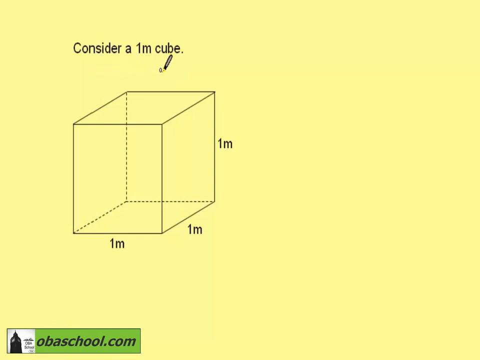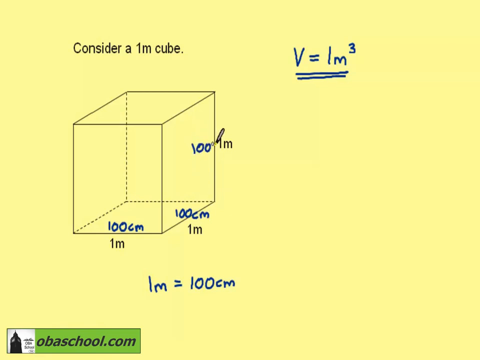Consider a 1 meter cube. We're interested in the volume of this cube, and we know that for a 1 meter cube, the volume is 1 meter cubed. We also know that 1 meter is equal to 100 centimeters. So this same cube measured in centimeters would be 100 centimeters by 100 centimeters by 100 centimeters.